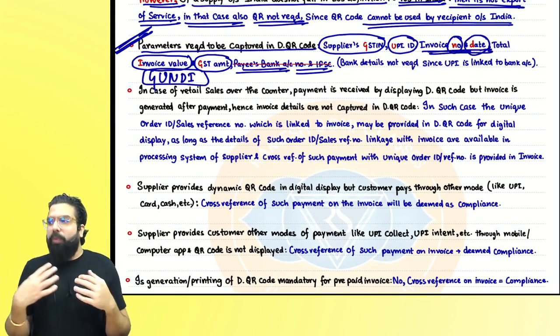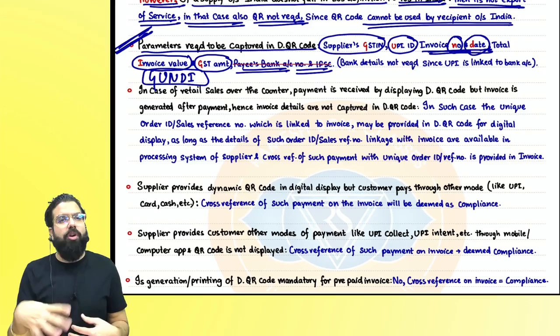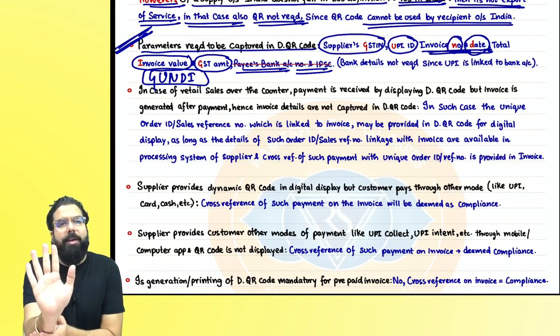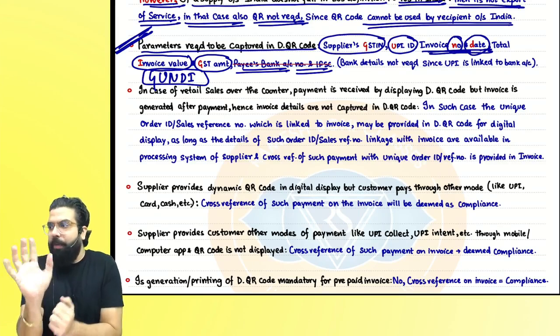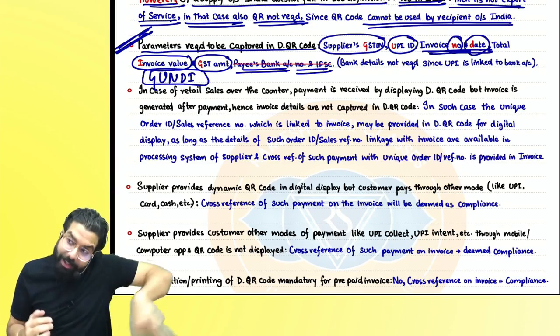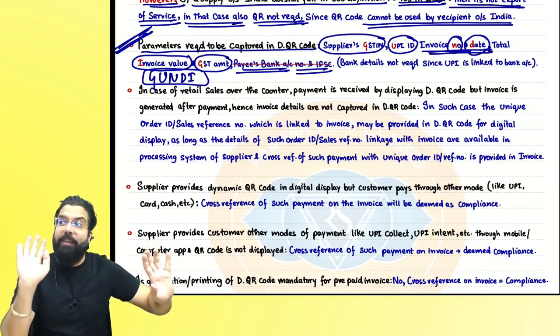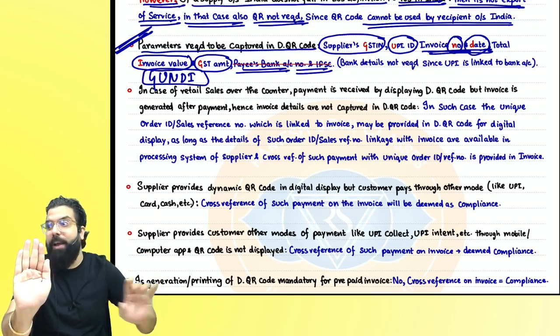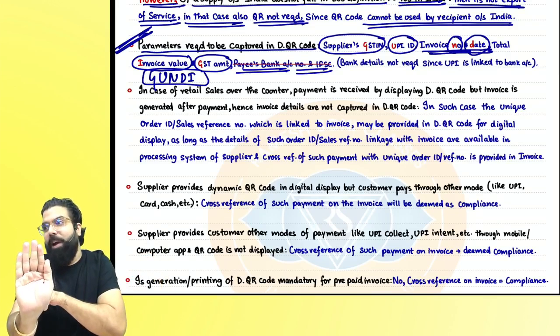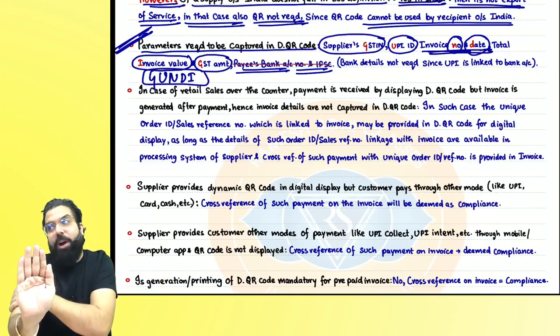Sir, you told that invoice number and date is required, right? But sir, for an example, one customer came to my shop, I went ahead and showed him the dynamic QR code, he scanned and paid, I received the payment, and later I am going to generate the invoice. Then when I am showing him the QR code in the digital display, how should I go ahead and capture my invoice detail over here? Because the invoice is not generated yet.